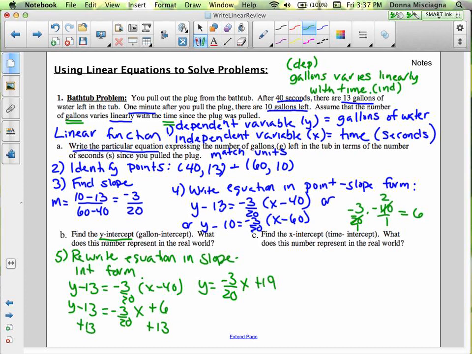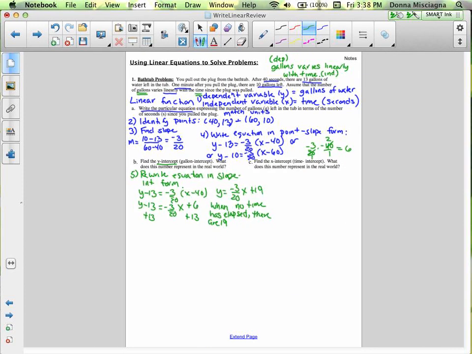And what does that represent in terms of our bathroom problem here? Right, so the y-intercept tells you the value of y when x is 0. In other words, no time has gone by. So when no time has elapsed, that's a nicer way to say has gone by, there are 19 gallons.